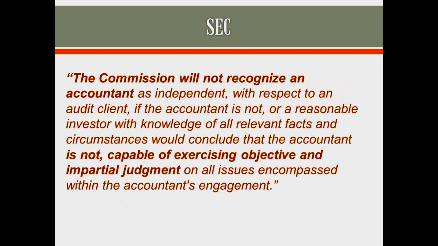The SEC, responsible for the financial markets, right? The Commission will not recognize an accountant as independent with respect to the audit client if the accountant is not, or a reasonable investor with knowledge would conclude that the accountant is not, capable of exercising objective and impartial judgment. So if the accountant is not, or the people using those statements don't believe that he or she is capable of objective and impartial judgment, that's a problem. Back to the example after the video. The banker did not believe that the auditor was capable of exercising objective and impartial judgment. Right? So it gave them concern about whether or not they would loan money to their client.